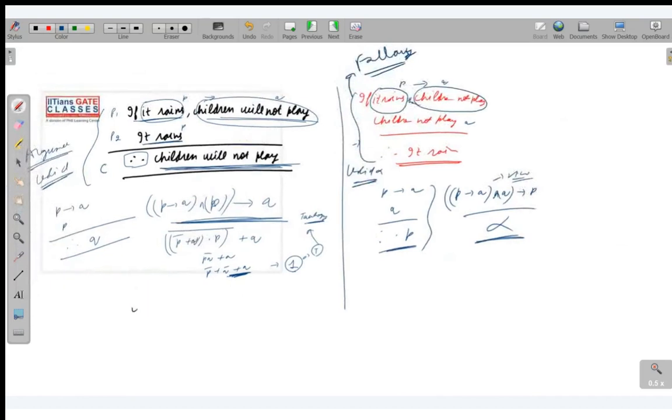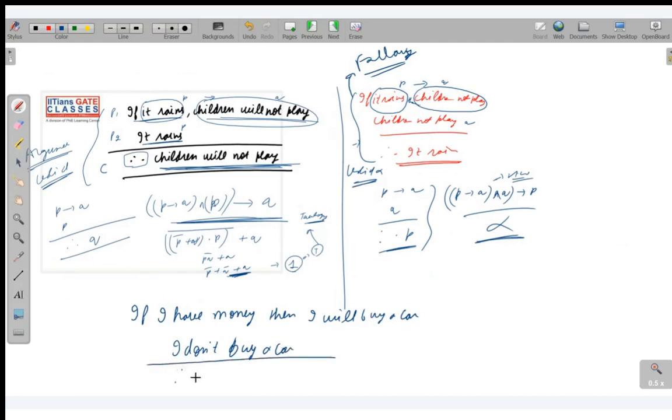I am saying that if I have money, then I will buy a car. Now I am saying I do not buy a car. So the conclusion is therefore I do not have money. You will laugh at me. Clearly this is an invalid argument. But if you do not know logic, you will say, okay, this is a valid argument.